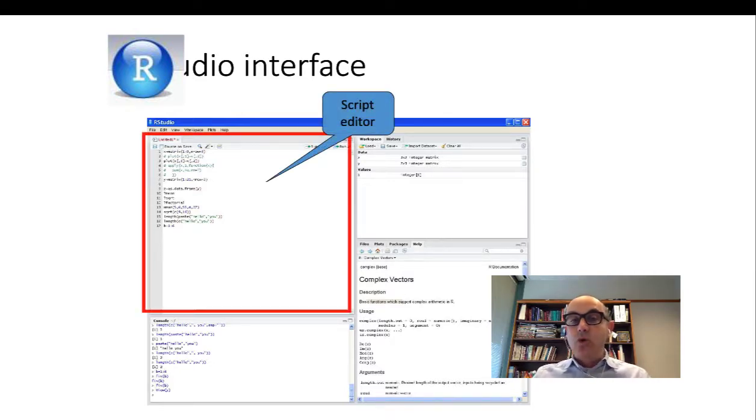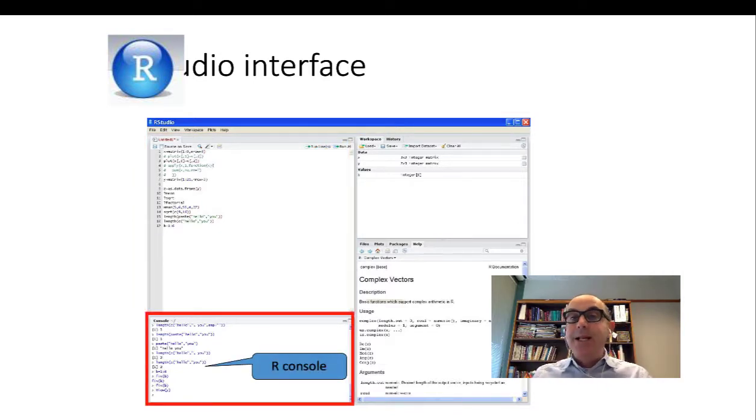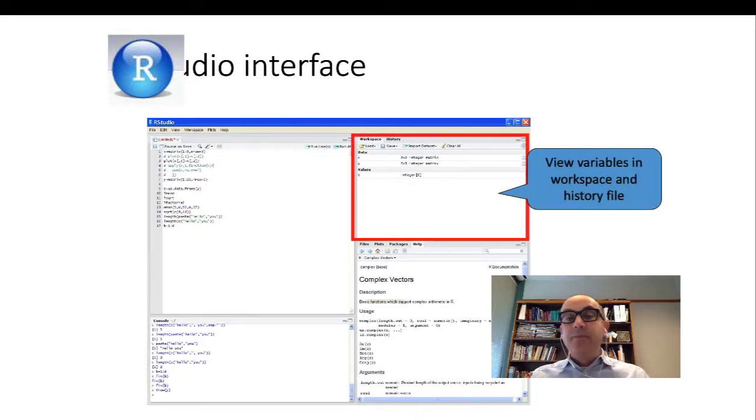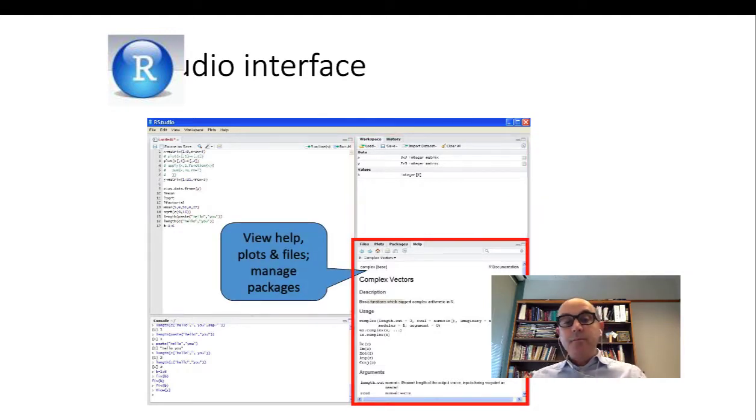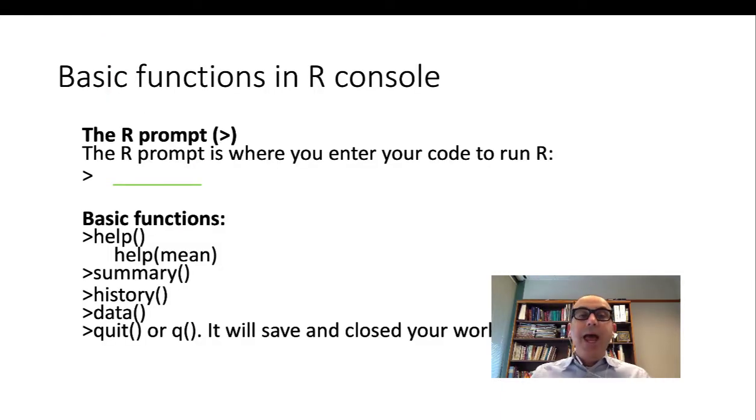The R interface consists of four windows, and I will talk about that in two seconds. You have a script where you write your code. You have the console, which is basically the engine of R. You have the variables, the workspace, and the file history. And you have where you see the visualization that you are creating, the packages that you're going to install and how to install them, and you're going to see how it runs.